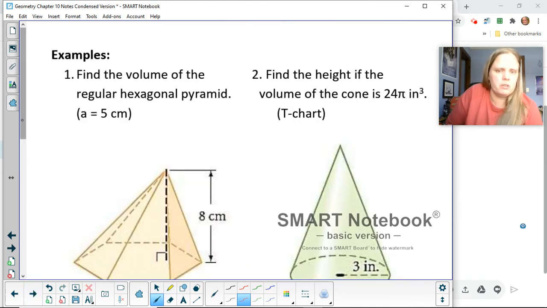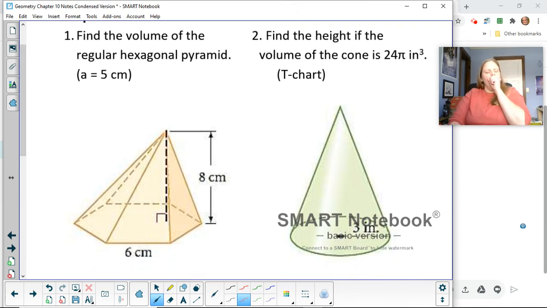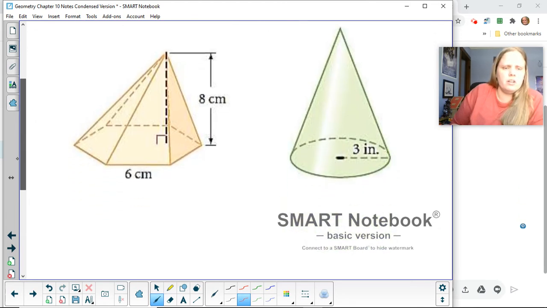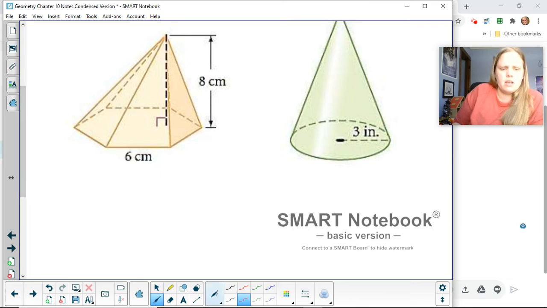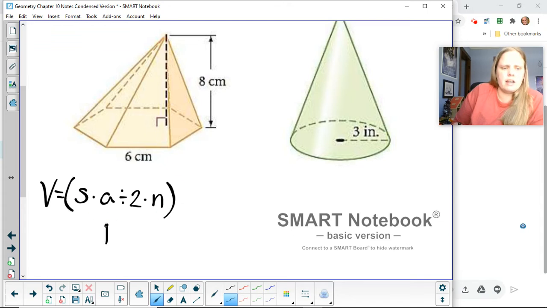All right, let's do a couple examples. First one says, find the volume of a regular hexagonal pyramid. Okay, so regular hexagonal pyramid. I'm first going to reference back to that formula. A regular polygonal pyramid, volume is going to be side length times apothem divided by 2 times number of sides. Remember that is the area of the base. And we're going to multiply by the height and then divide by 3.